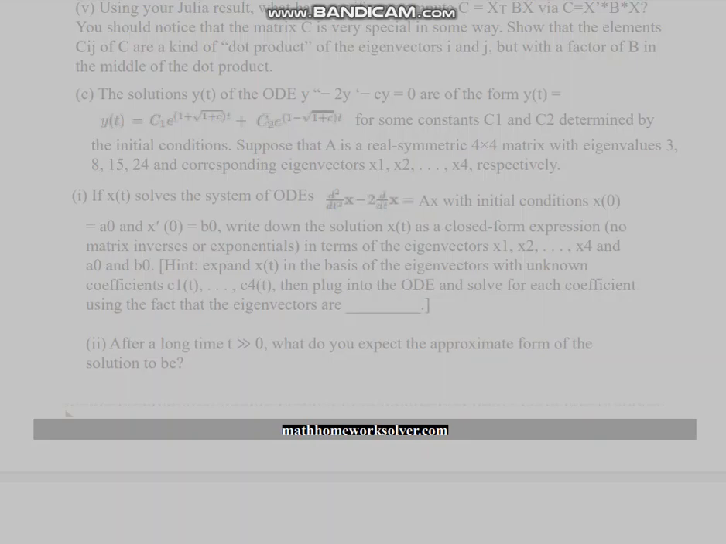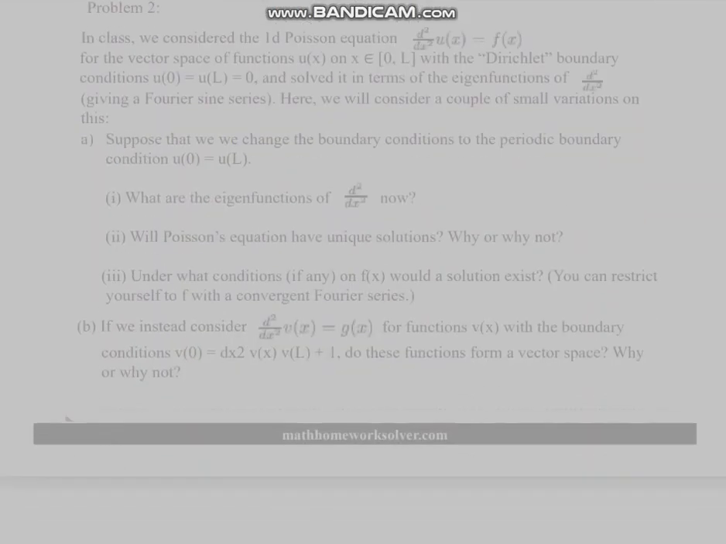Problem 2. In class, we considered the 1D Poisson equation for the vector space of functions u(x) on x in [0, L], with the Dirichlet boundary conditions u(0) equals u(L) equals 0, and solved it in terms of the eigenfunctions of the second derivative, giving a Fourier sine series. Here, we will consider a couple of small variations on this.